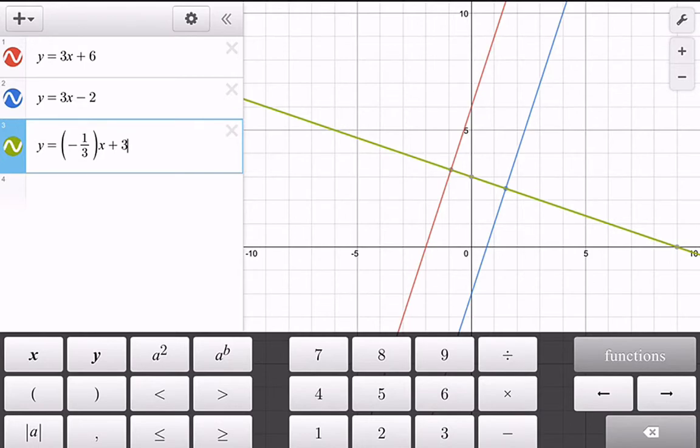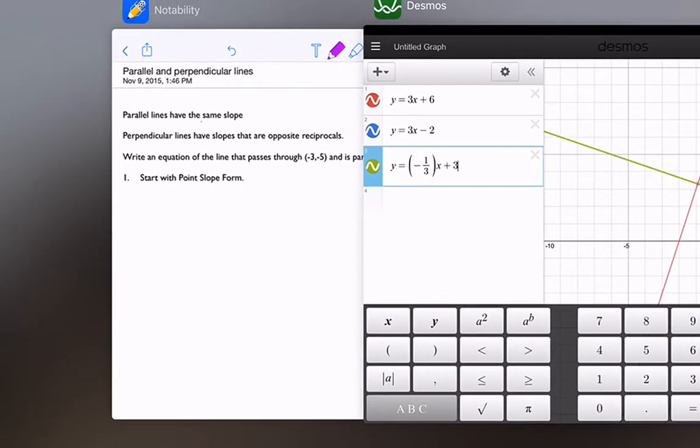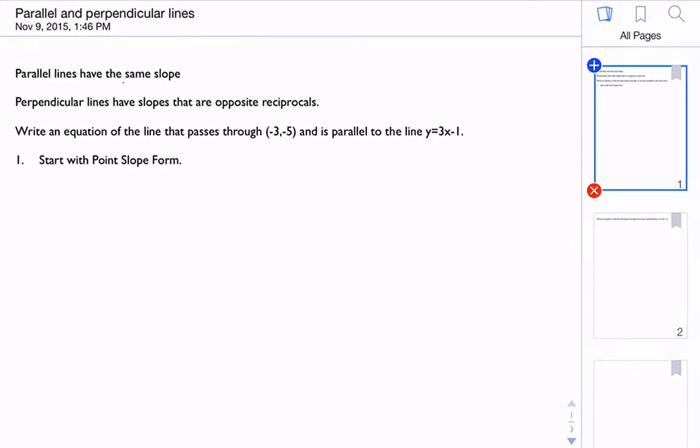Now the green line, the slope is the opposite of the reciprocal of the first two lines. The opposite of 3 is negative 3, and that reciprocal is negative 1/3. Look what happens when I graph a line that has a slope of negative 1/3. It is exactly perpendicular to the first two lines. So the slopes are related in that way. Slopes that are the opposite of the reciprocal will be perpendicular, and slopes that are exactly the same will be parallel. Let's look at a problem and see if we can solve it.